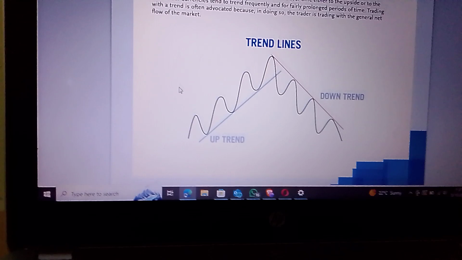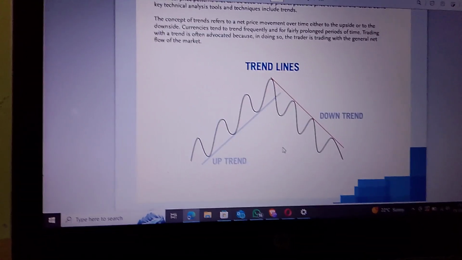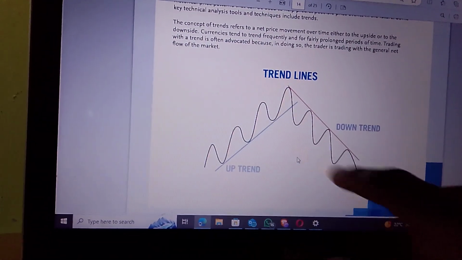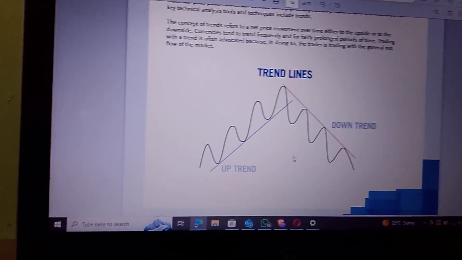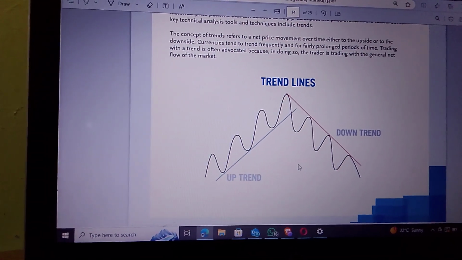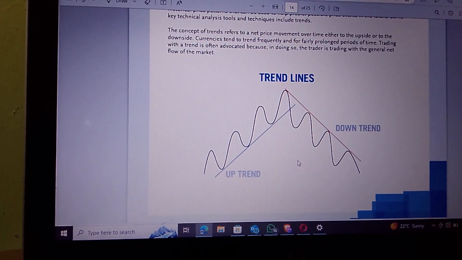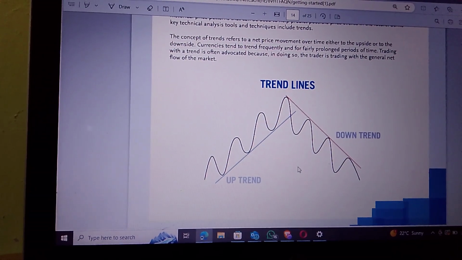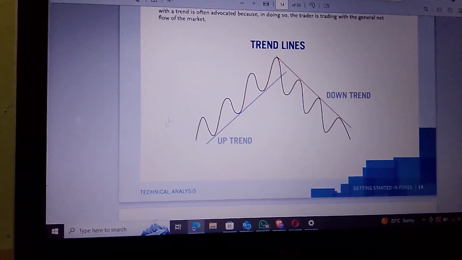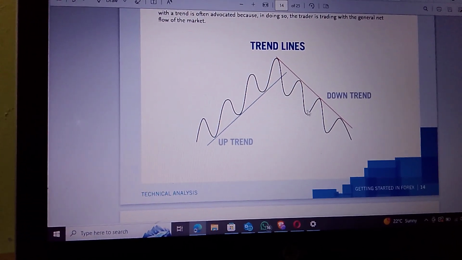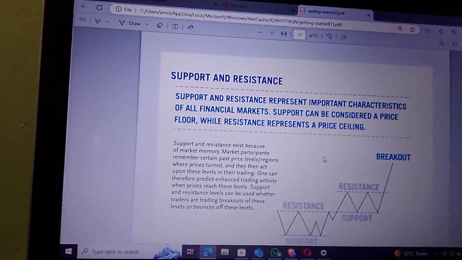And then now let's move on to the second bit. The concept of trend refers to a net price movement over time, either to the upside or to the downside. Currencies tend to trend frequently and for fairly prolonged periods of time. Trading with a trend is often advocated because in doing so, the trader is trading with the general net flow of the market. So using this trend, you can predict what happens next. And this is highly encouraged because traders can easily know how the market will go.